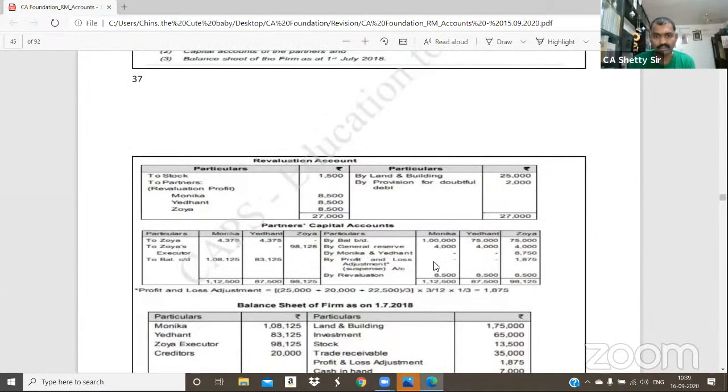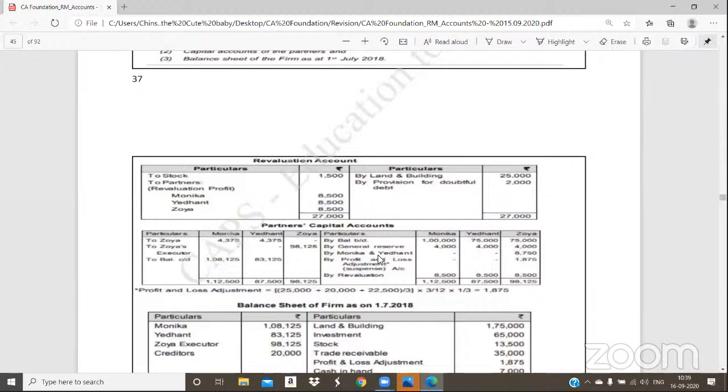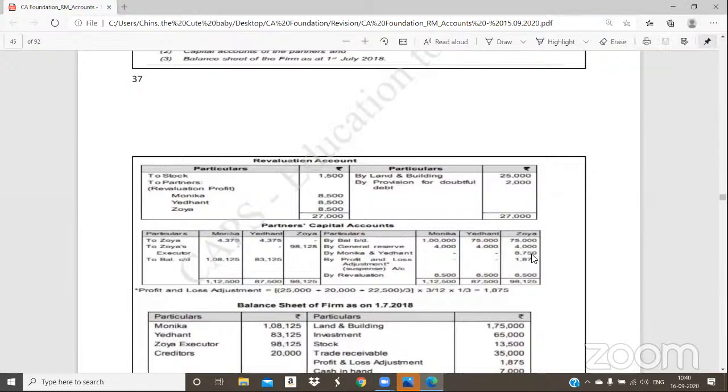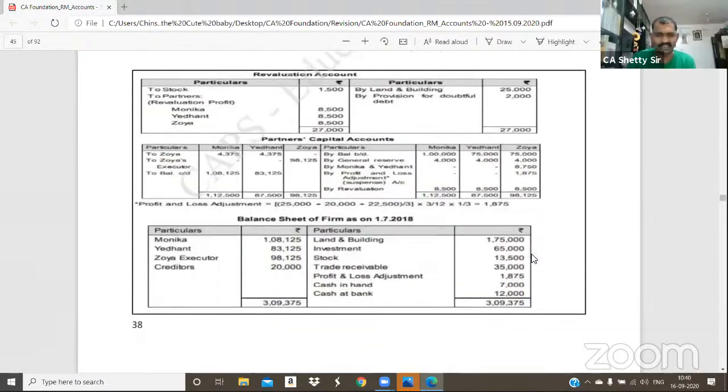Step 3, capital contribution by the new partner. What is the amount? Sorry, it is a death, so there will be no capital contribution. Then any life policy, goodwill treatment, all this, this is what I was telling you. Goodwill is easier. Monica's capital to Zoya's capital and Vedant's capital, the same amount should come on the credit side. All of you in the class? Yes. There is not a right presentation. By Monica, by Vedant, they are presented as 8,750. Don't do that. By Monica 4,375, by Vedant 4,375. Understood? Yes, sir. Then prepare the balance sheet. It is an easy question.